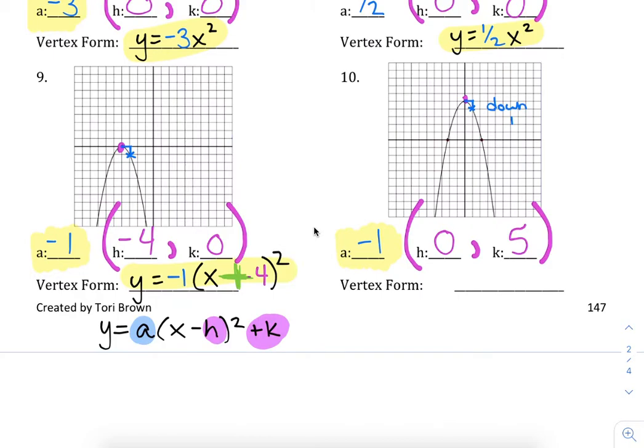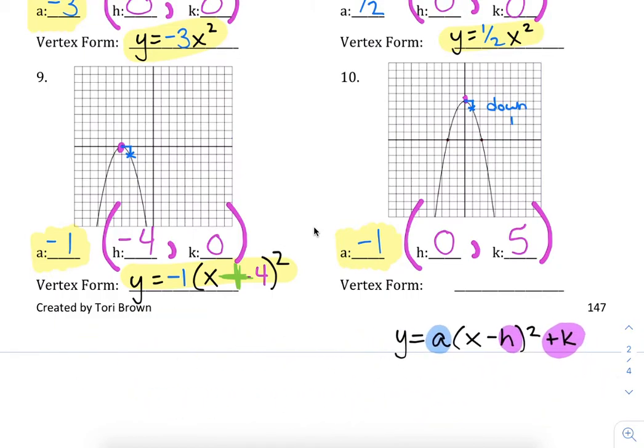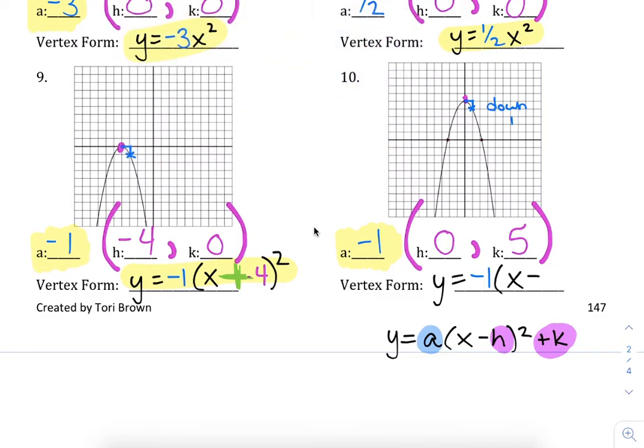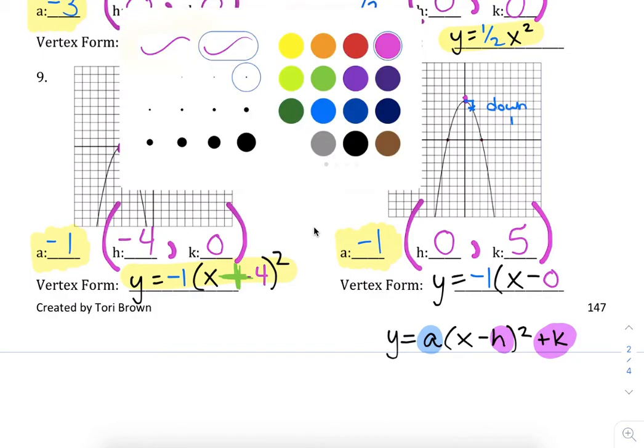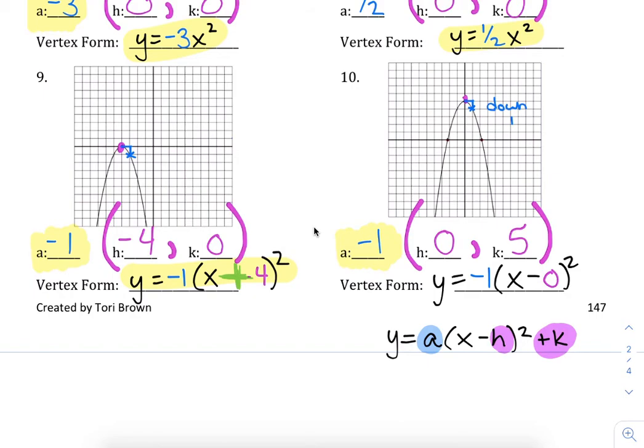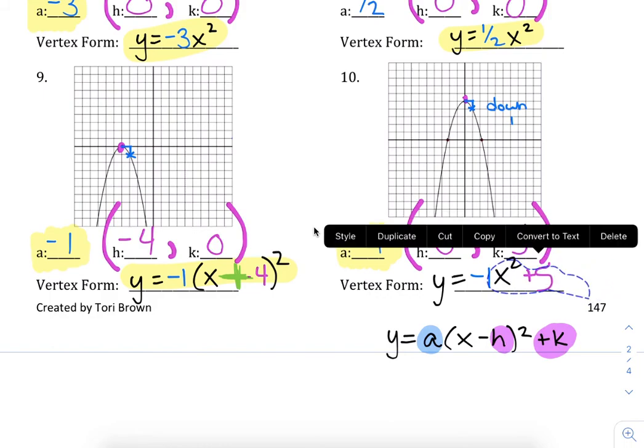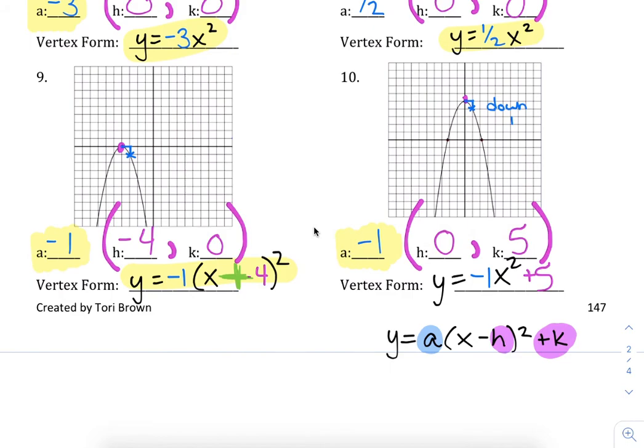Last one. I do have a 0 this time. It's my h, so I want to make sure that I do not use parentheses. If you want to write it all out and then remove it, that's fine with me. Let's do that. Y equals, plugging in my -1 as my a, close parentheses. We're starting with x minus, writing my 0, close parentheses squared, and then my +5 on the end. So if h is 0 in the middle, that means I don't need the zeros and I don't need the parentheses. I can go ahead and squish all of this together. So my answer is y equals -1, x squared plus 5.